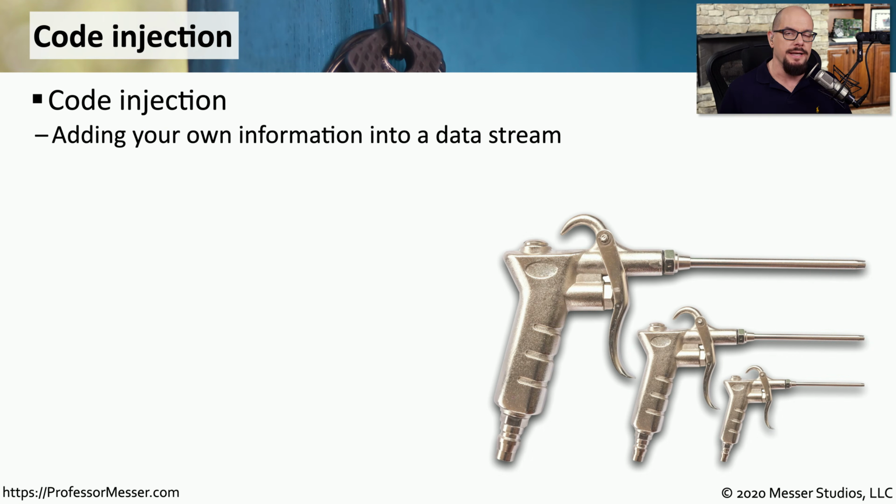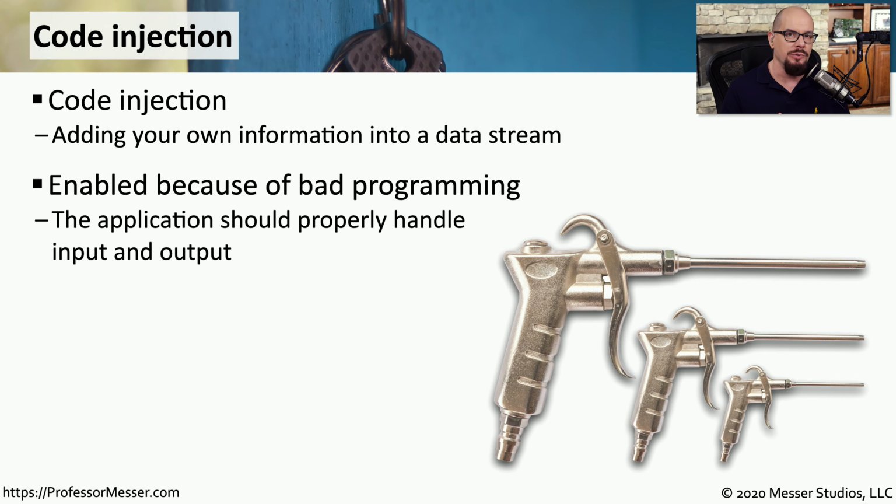A code injection attack is when the attacker puts their own code into an existing data stream. This is often enabled because of bad programming with an application. An application shouldn't allow you to put your own code into a data stream, but often the code is not checked by the application, and attackers are able to exploit that vulnerability.